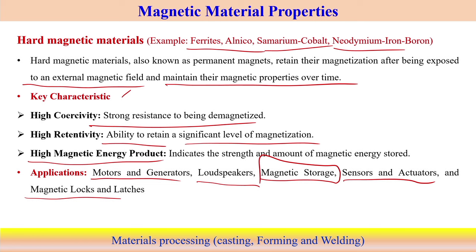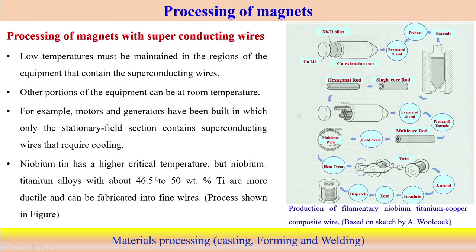Where we don't need to apply an external magnetic field to activate the magnetization of this particular material, in those cases we can use hard magnetic materials or permanent magnets.